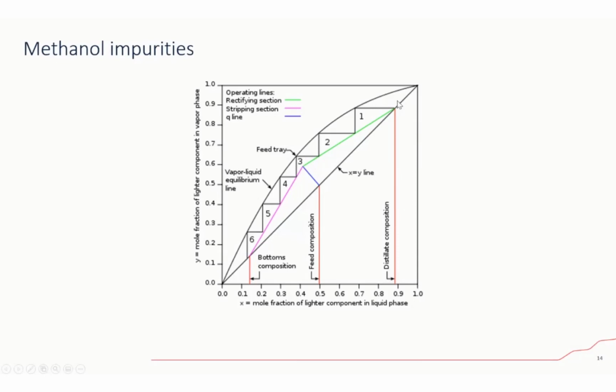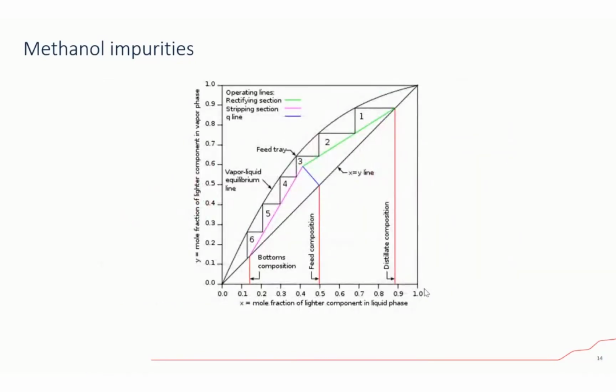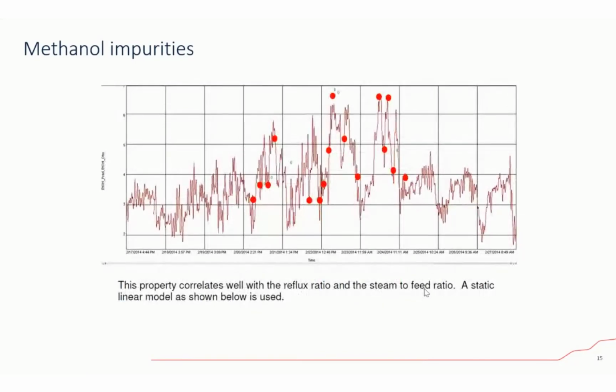column. And that is a very simple principle that we used to create a soft sensor, an estimator for the amount of impurities in the top of the column. So that's exactly what we did. We just used the reflux ratio and a steam to feed ratio. Again, basically resembling those two operation lines that you see here. And that was enough for us to have very, very good correlations.